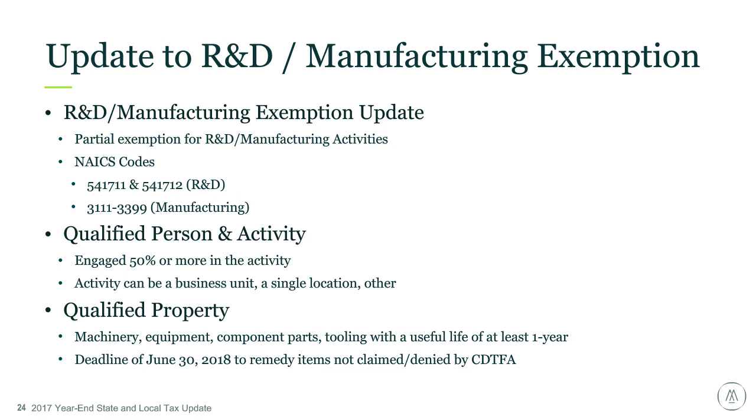So if you have been under audit, if you were assessed tax, or you just failed to claim the partial exemption on anything that is used in this qualified activity that has a useful life of at least 1 year, you have until June 30th of 2018 to claim a refund on those items. The rule is going to be effective going forward. They just limit the refunds to June 30th of 2018.